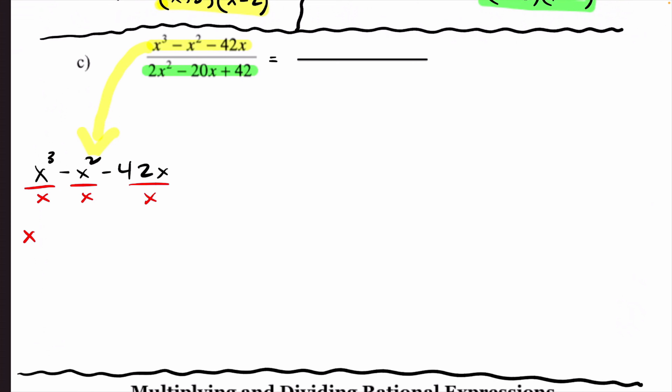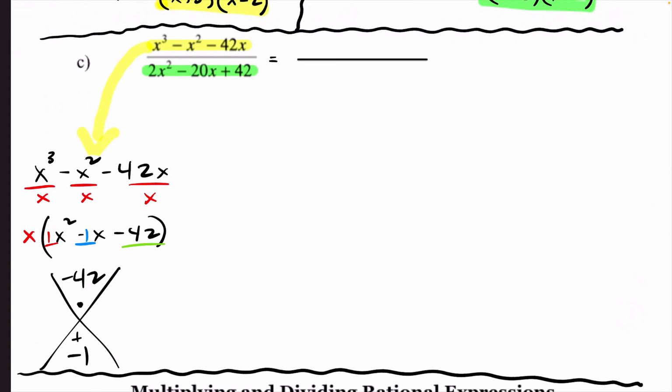So we get x. If I take away a power, so a is 1, b is negative 1, sorry. C is negative 42. So let's see, 1 times negative 42 is negative 42, and negative 1 on the bottom. I'm not even going to ask you what the two numbers are, because I think you guys know what the two numbers are.